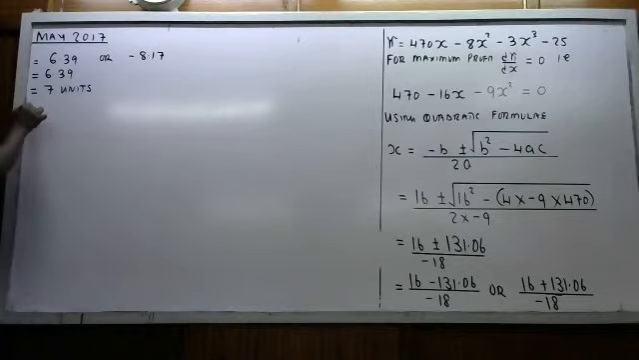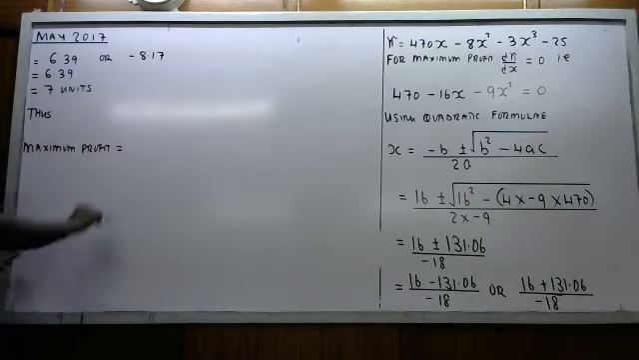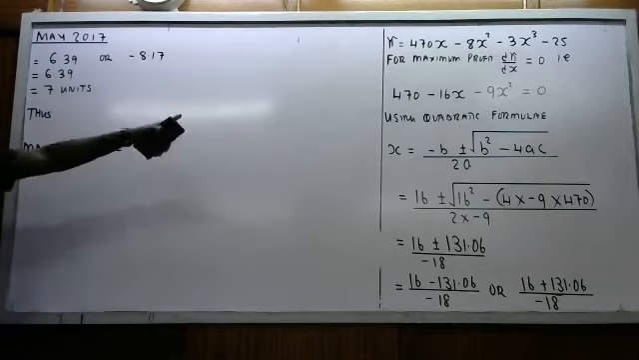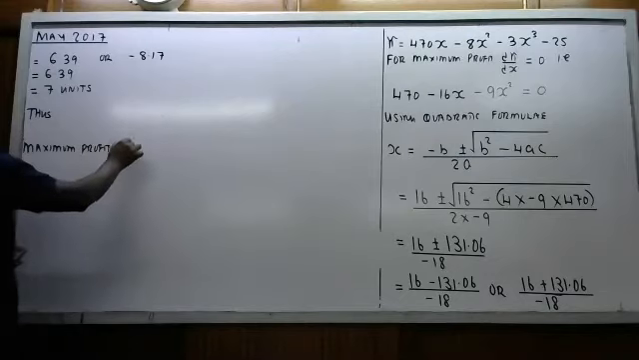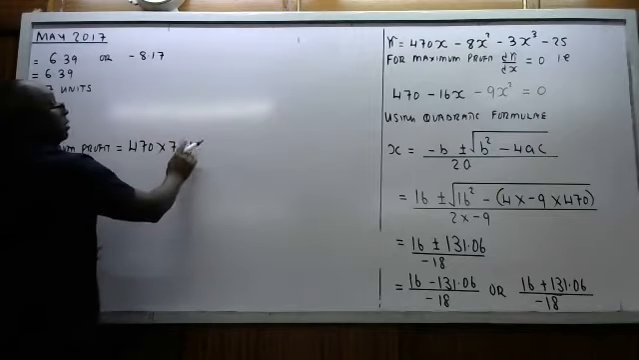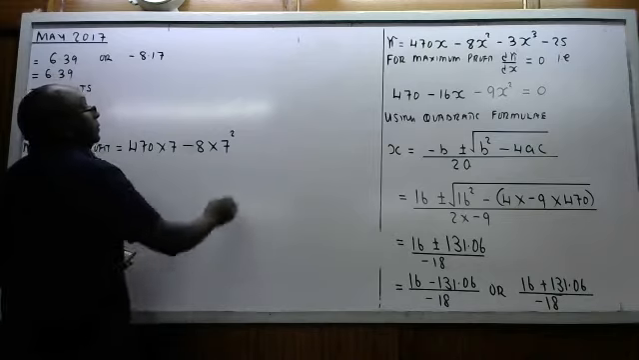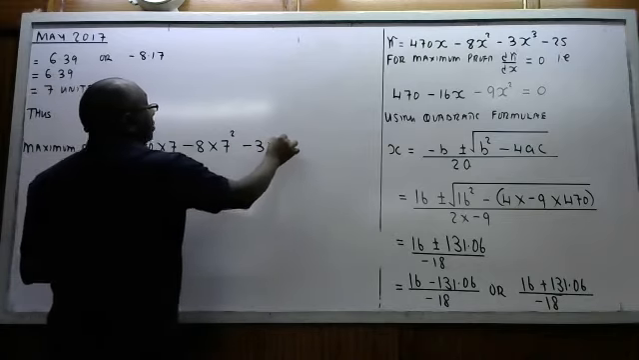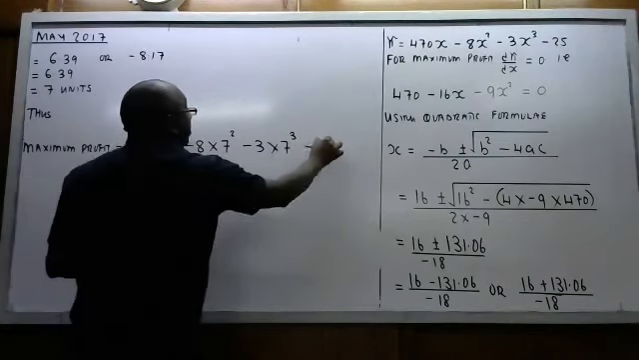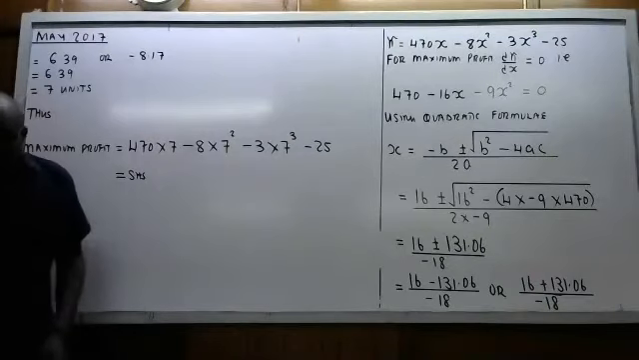And then if we are looking for maximum profit, you put 7 in that function, the profit, which was 470 times 7 minus 8 times 7 squared minus 3 times 7 cubed minus 25. So what will be the profit amount?